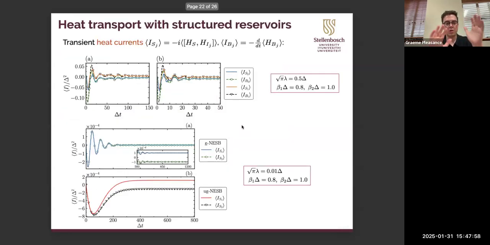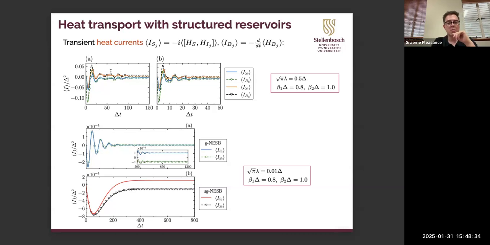Okay, so using this approach, we studied the heat transport characteristics in what I call this gapped equilibrium spin boson model, so the one where we have this additional harmonic oscillator present. And so first talking about the transient regime, what we look at is the time dependence of the heat currents. Interestingly, if the interaction strength is relatively strong, what you find is that adding this additional harmonic oscillator doesn't really affect the transient properties of the heat current.